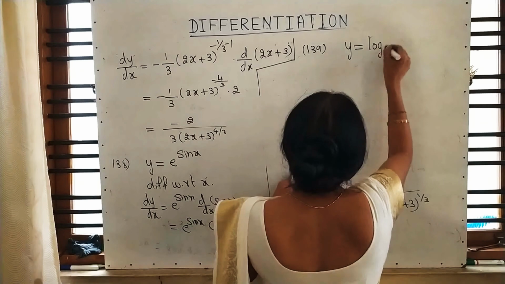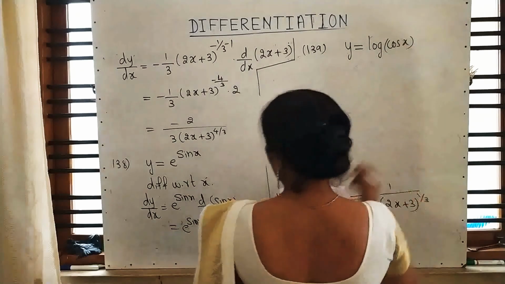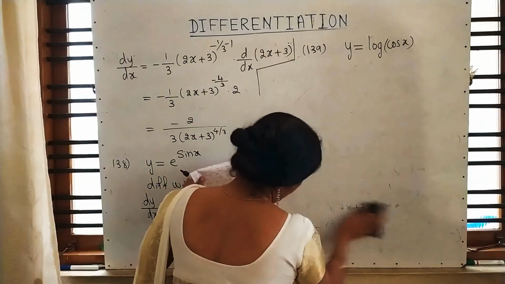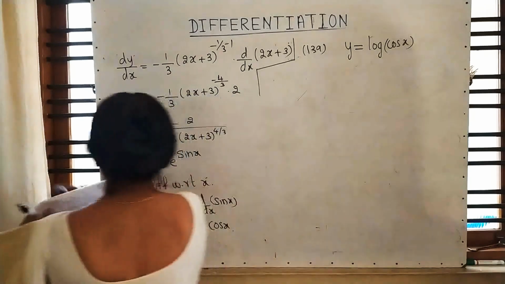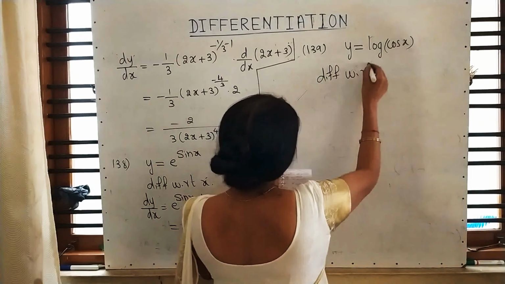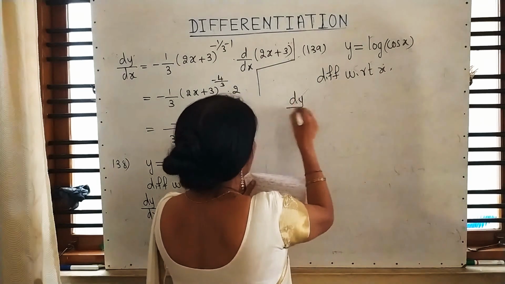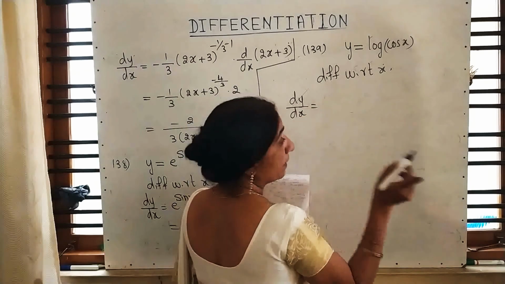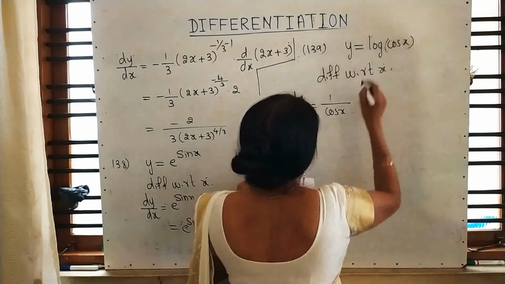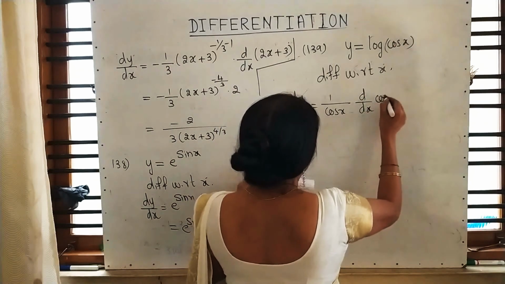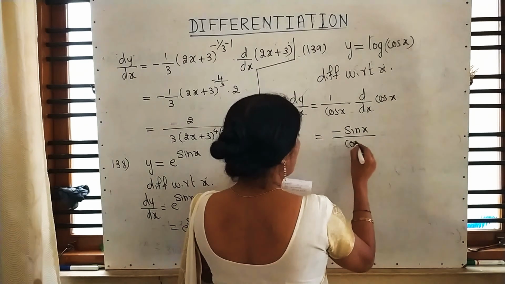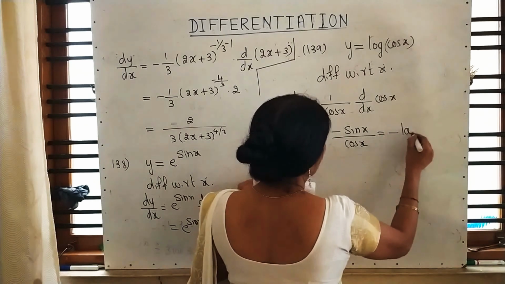y is equal to log of cos x. Which formula are you remembering, is it in the form of log x or what? Yes, it is in the form of log x. So differentiate that log. What is the differentiation of log x? Differentiation of log x is 1 by x. In place of x we have cos x, and you know that it is not x. That's why we are differentiating cos x. Differentiation of cos x is minus sin x upon cos x. What is sin by cos? Sin by cos is tan.